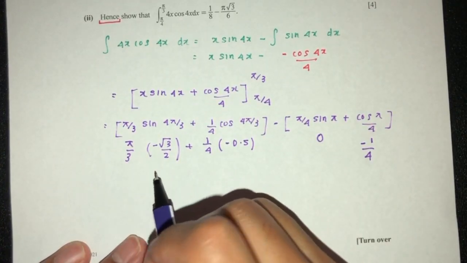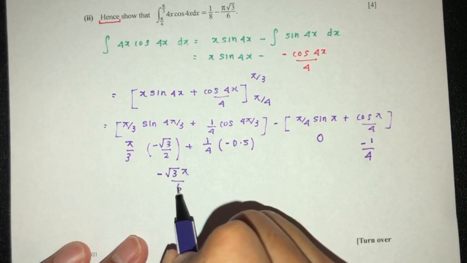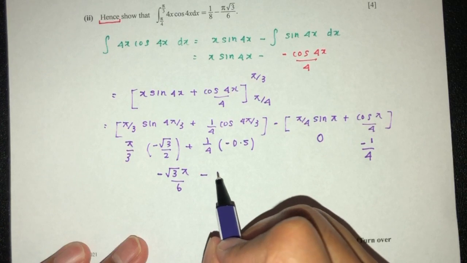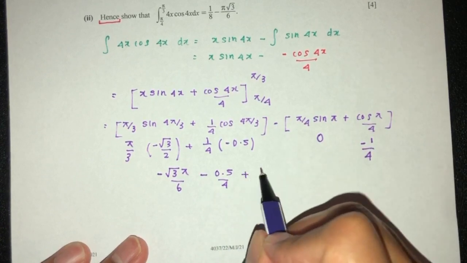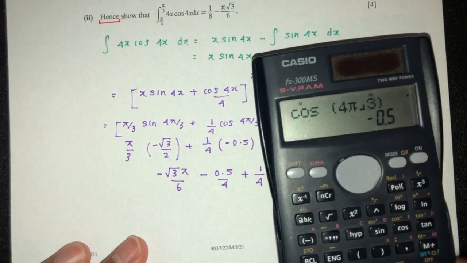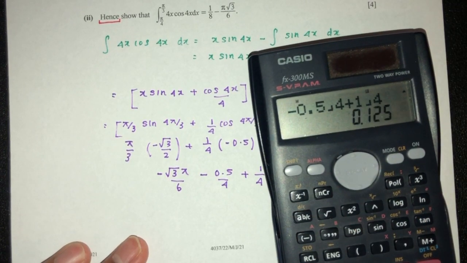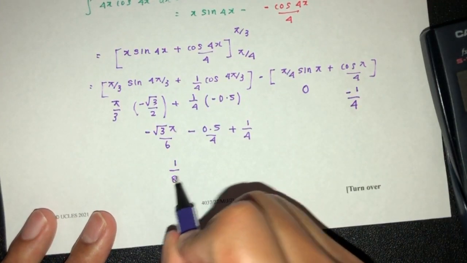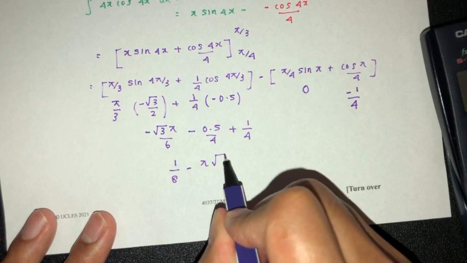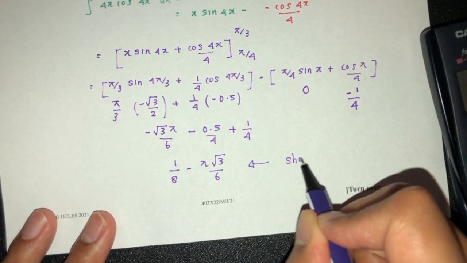So here we have minus this pi over 6. Here we have minus 0.5 over 4. Minus minus become plus 1 over 4. So minus 0.5 over 4 plus 1 over 4, that will give you 1 over 8. So you will have 1 over 8 minus pi root 3 over 6. And this is shown as required.